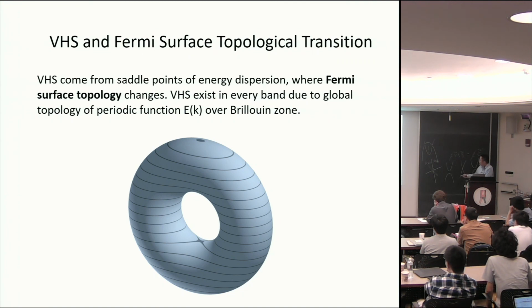But somewhere in between, because of the topology of the torus, the constant energy contour changes from a contractible loop to two non-contractible loops. Right at this bifurcation point, there is a saddle point. The dispersion changes from electron-like to hole-like. So this Van Hove singularity is completely generic. They exist in every band, guaranteed by the topology of periodic functions over the torus.